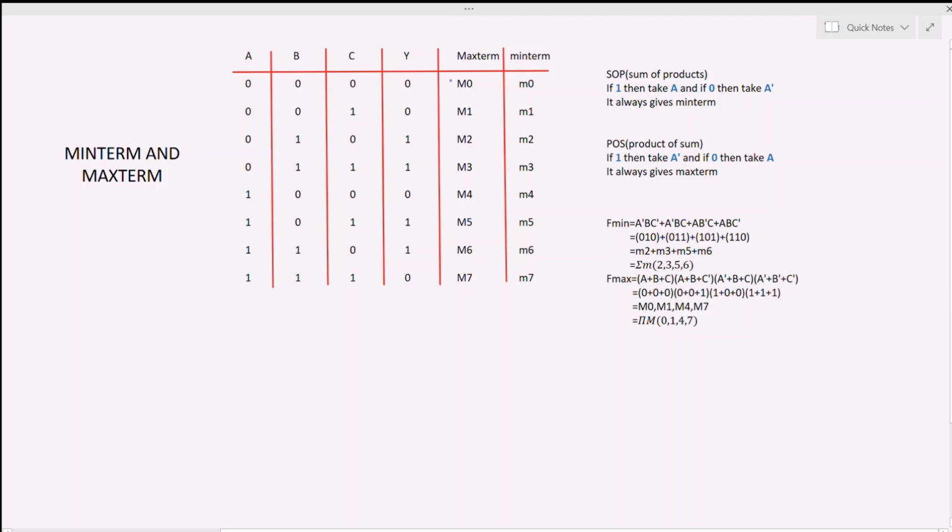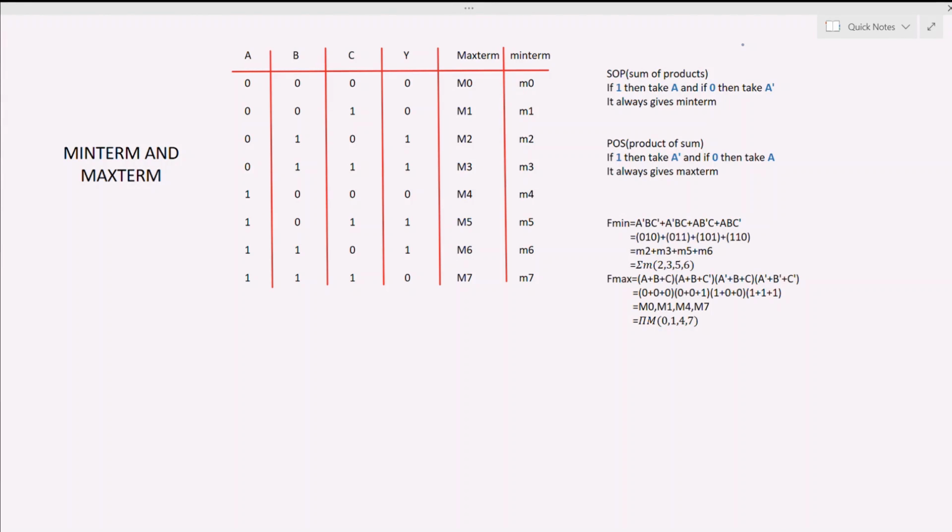We need to be very careful when we represent maxterm. We need to use capital letter M, and to represent minterm we use small letter m. When we write the equation for minterms, we need to consider one thing: we have to write that equation in sum of products form, because minterms will always be in SOP form.